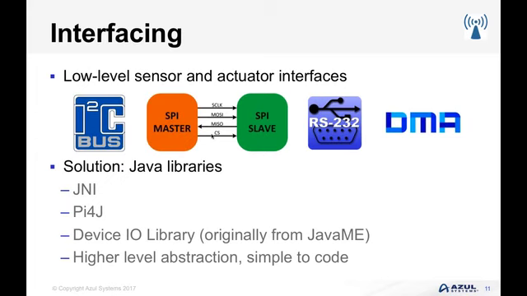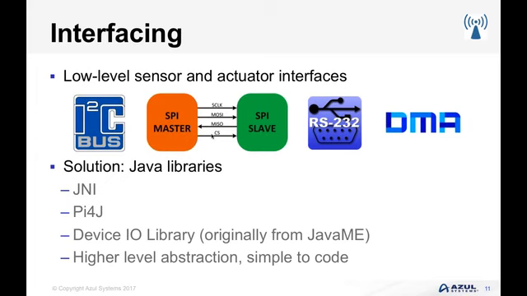So if you need to get down into the lower level weeds of the interface, then you can use JNI, Java Native Interface. That will allow you to write some native code which talks directly through something like DMA, and then you can wrap it in a Java wrapper and expose it as a Java API. But for things like SPI, I2C and UARTs, there are libraries already available.